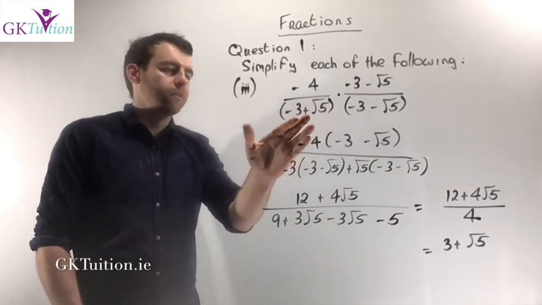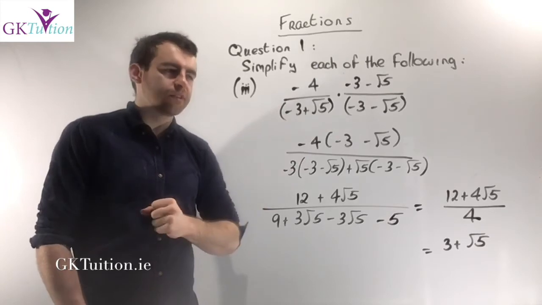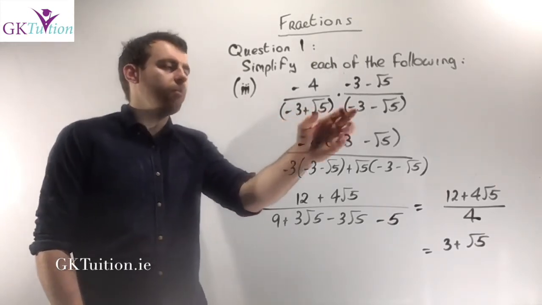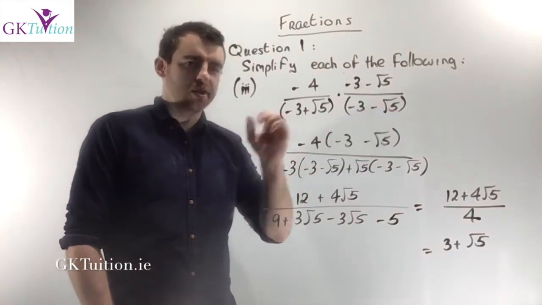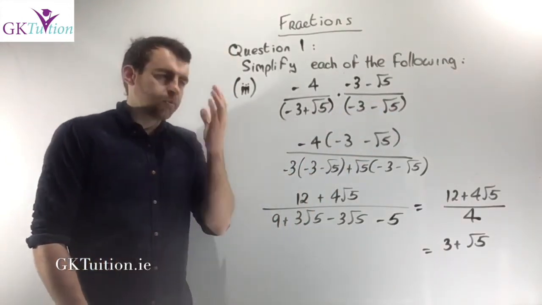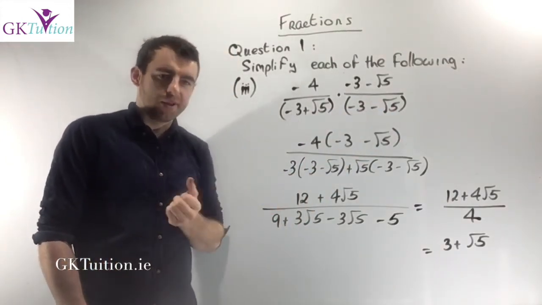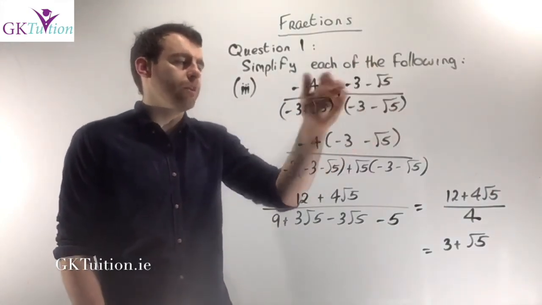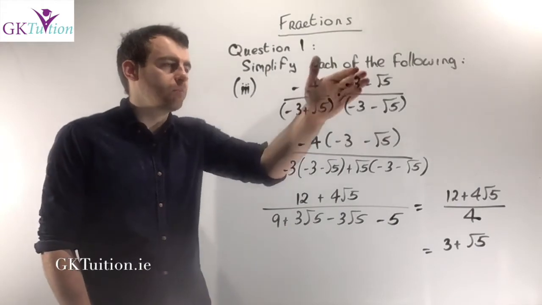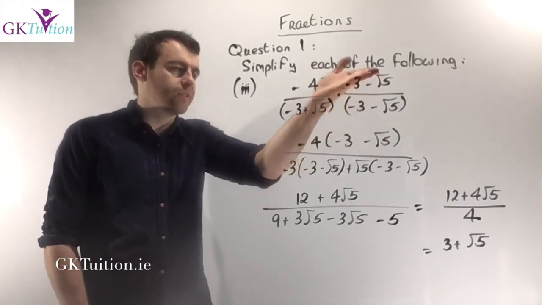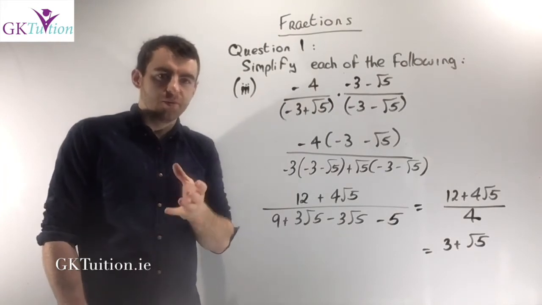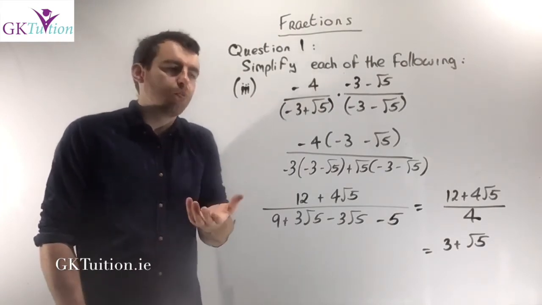In order to get rid of the root 5 on the bottom of this fraction, I need to multiply minus 3 plus root 5 by its conjugate, minus 3 minus root 5. But if I multiply the bottom by that, I must also multiply the top by that. So if I multiply the top and the bottom by minus 3 minus root 5, then I'm multiplying by 1, because if it's the same thing on the top and the bottom of the fraction, I'm not actually changing the value of the expression at all, I'm multiplying by 1.